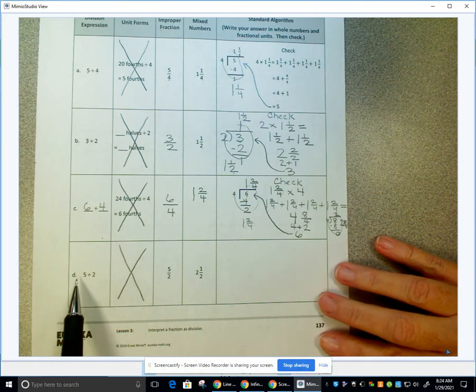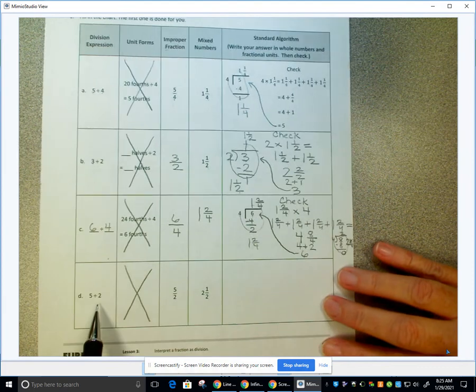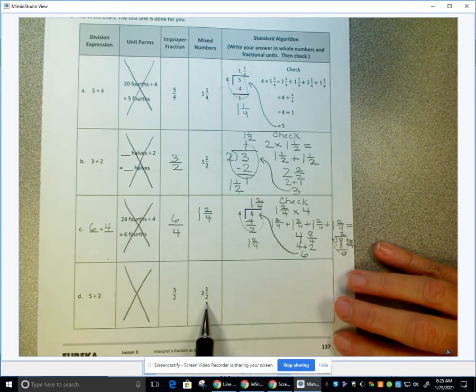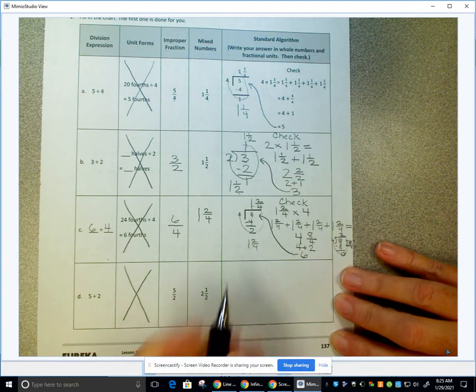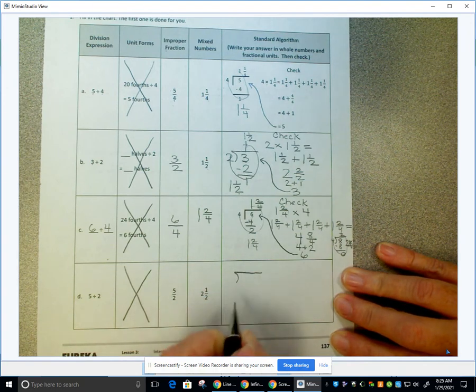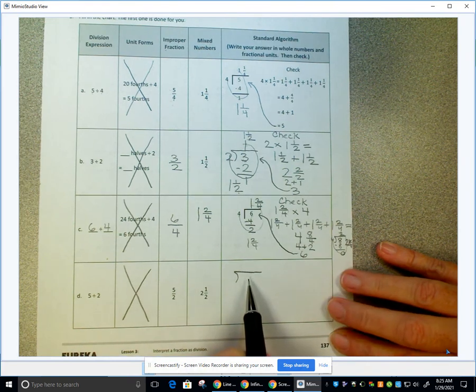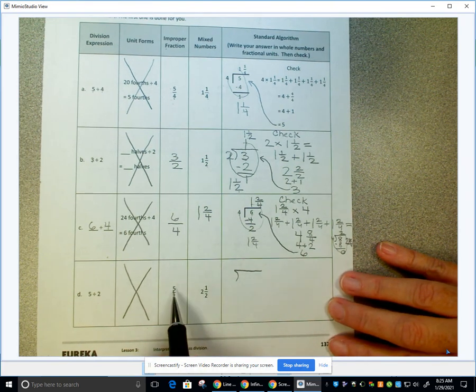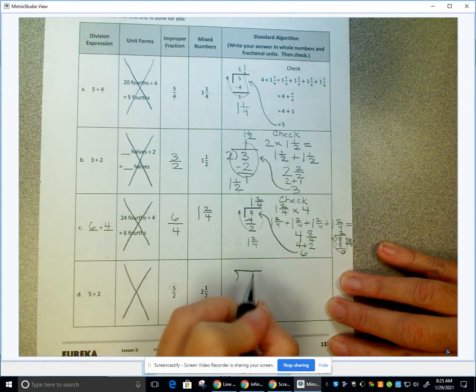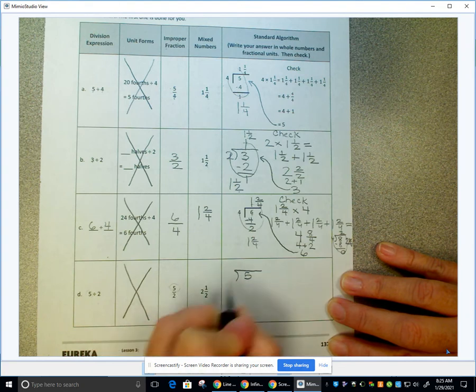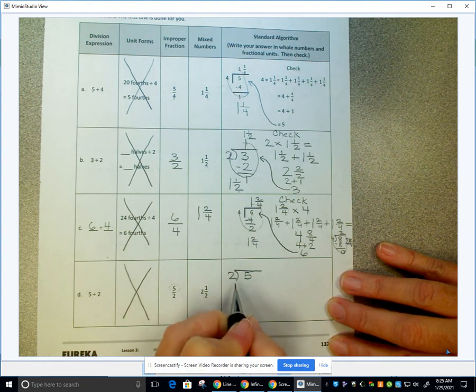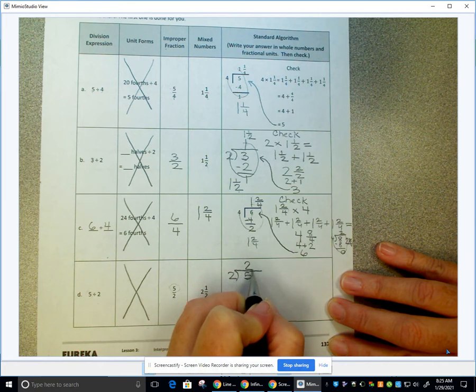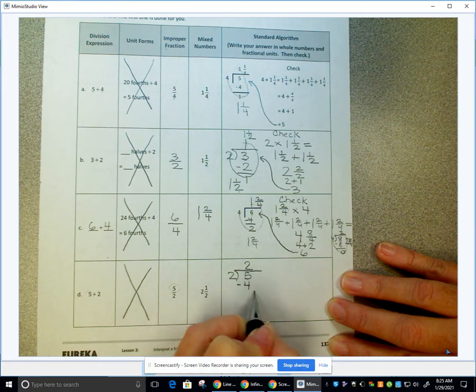Now, this one, they've got the division expression filled in. They've got our improper fraction. They've got our mixed number already done, but they did not do the division. So let's set that up. Remember, the number that goes inside for our dividend is the numerator or the first number in the division sentence. And the denominator becomes my divisor at the door. 2 will go into 5, 2 times. 2 times 2 is 4. Subtract 1. Stop and rock.